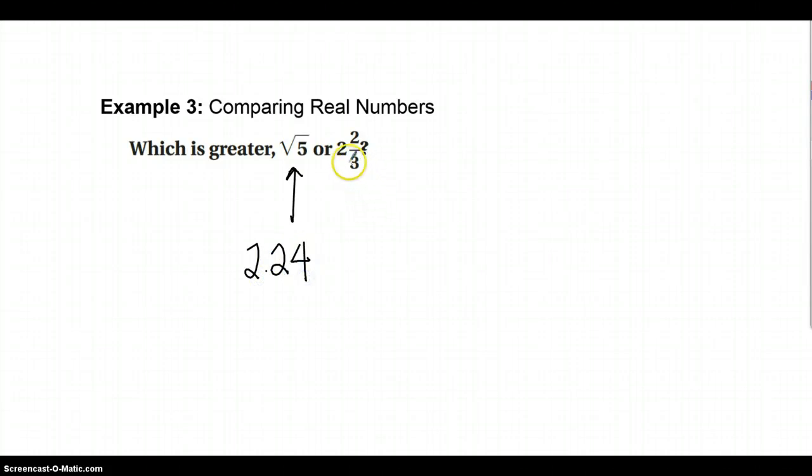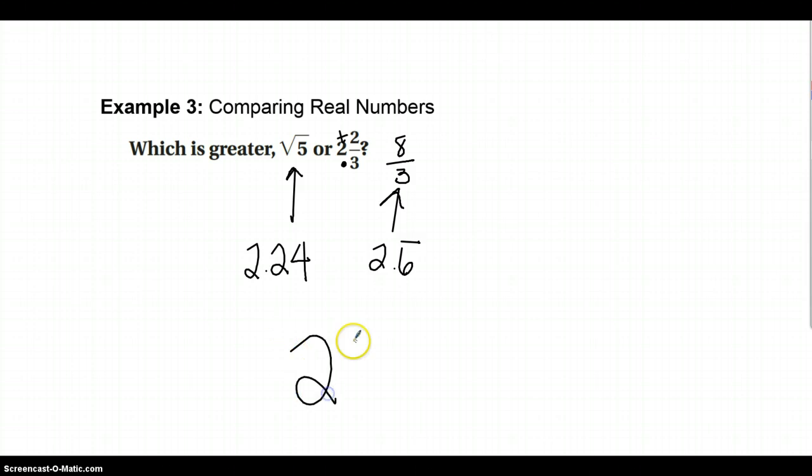And 2 2/3, if I change this to an improper fraction, is 3 times 2, which is 6, plus 2 is 8, so it's really 8/3. If I put that in my calculator, I get 2.66 repeating. Okay, so which one's greater? 2 2/3. These are easy. Okay.